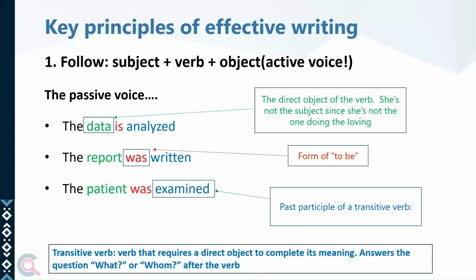So here we have the report was written. The report is the object. Was is a form of the verb to be, and written is the past participle of the transitive verb. The same with the last sentence. The patient is the object, was is a form of the verb to be, and examined is the past participle of a transitive verb. So this is a sentence written in the passive voice.